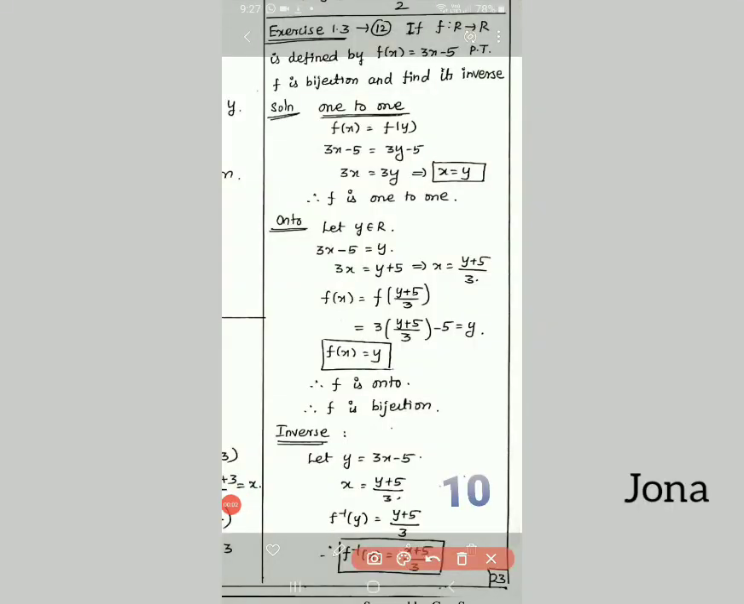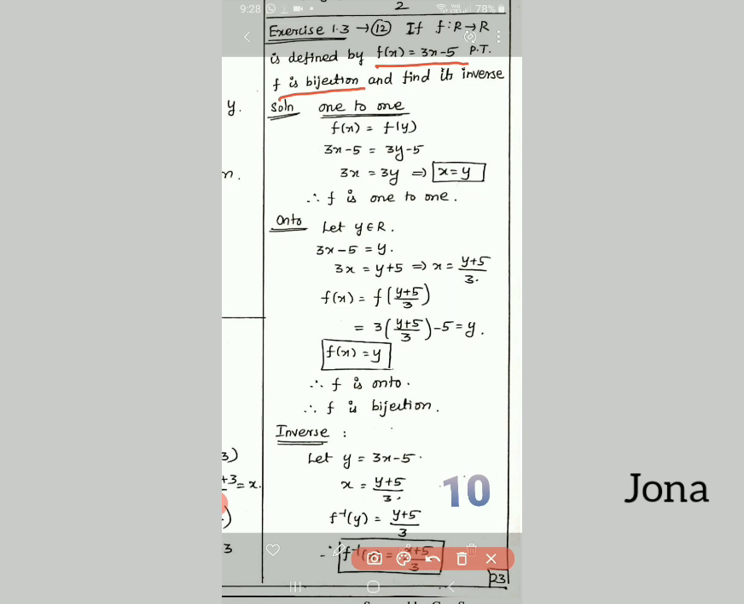12th sum. If f is a function from R to R defined by f of x equals 3x minus 5, prove that f is bijection and find its inverse. So here it is given f of x equals 3x minus 5, and we want to prove f is bijection. Bijection is nothing but a function which is 1 to 1 and onto. So we have to prove both are satisfied here. First, we want to prove this is a 1 to 1 function.